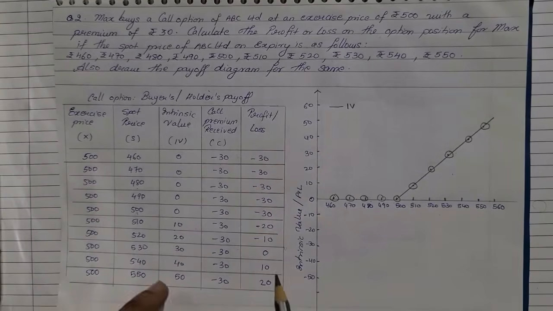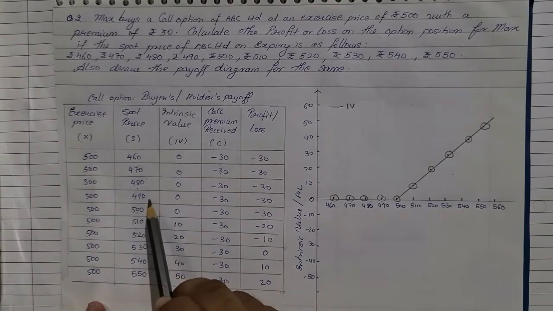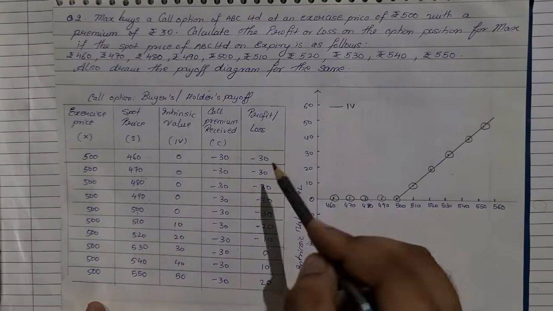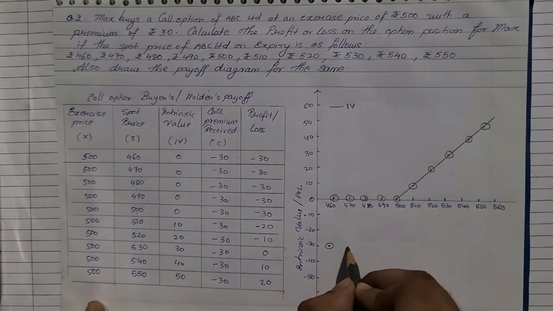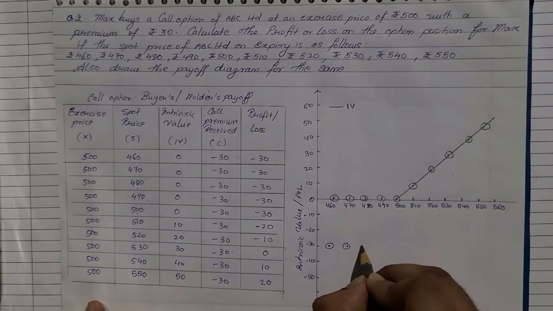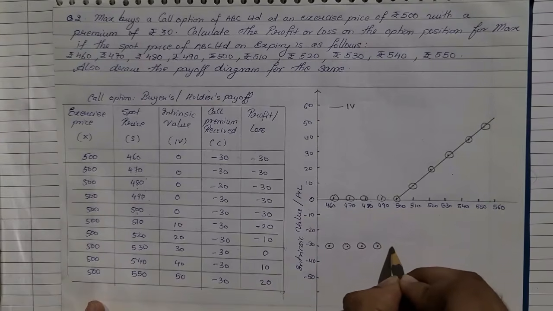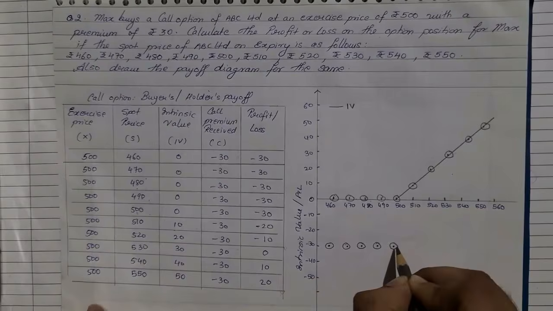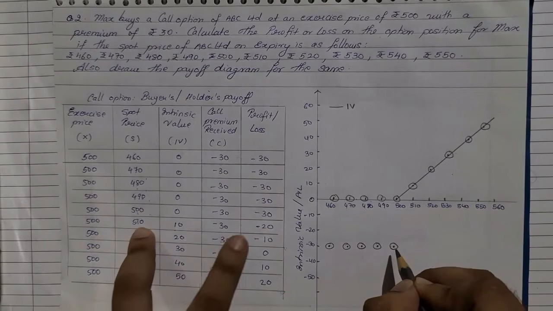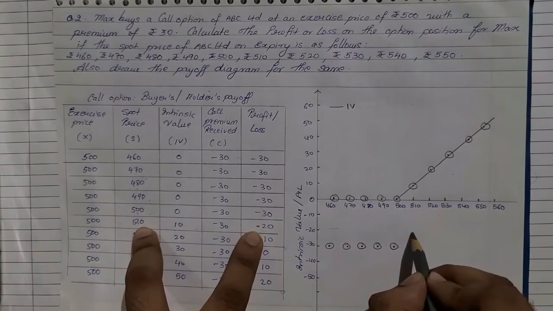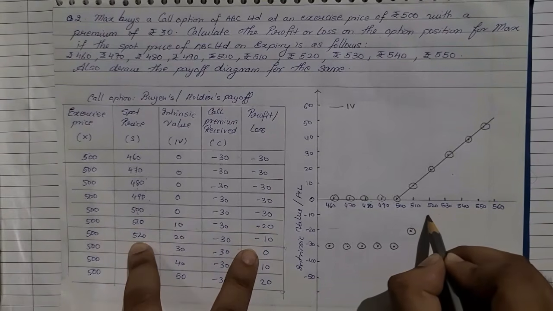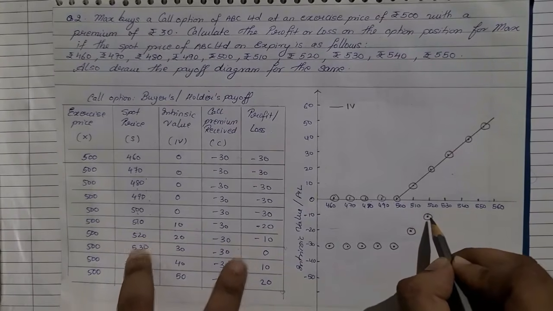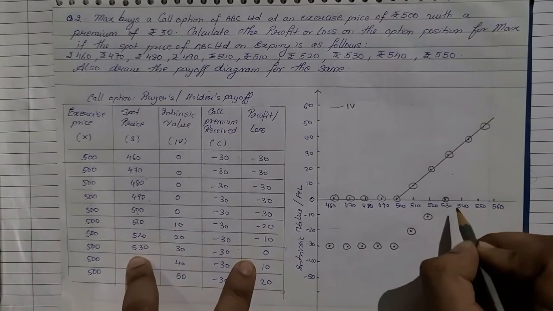When your spot price was 460, 70, 80, 90 and 500, the profit and loss was negative 30 each. So at 460 it was negative 30, at 470 negative 30, 480 negative 30, 490 negative 30 and 500 negative 30. Now at 510 your profit became negative 20, so we'll mark that as 510 at negative 20. Then it became negative 10 at 520, so we will take that as 520. At 530 it became 0, so we mark that as 0.